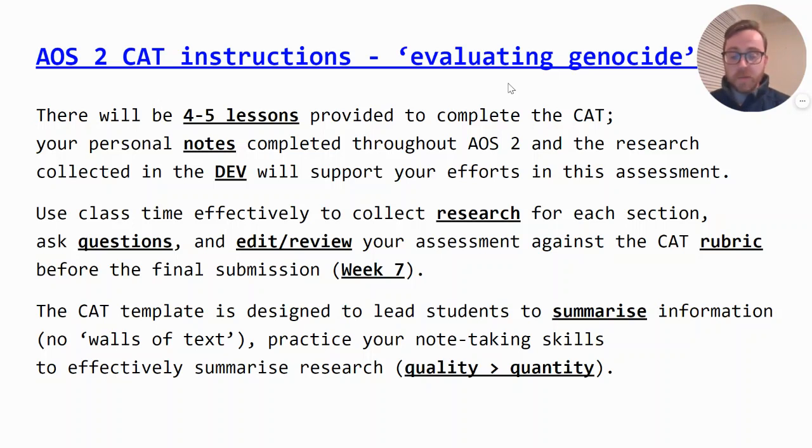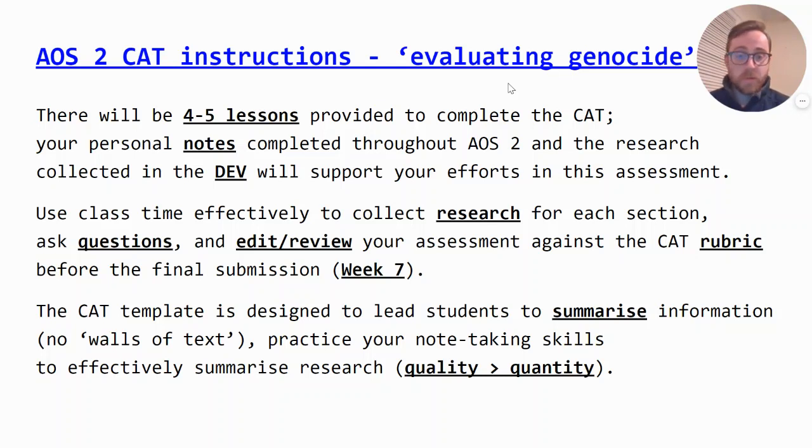You're taking a lot of information and saying, okay, this is the most important stuff, so I'm going to use that, and let's throw out the rest of this crap. So no walls of text. Keep it simple to read and simple to view. Practice your note-taking skills to effectively summarize your research.